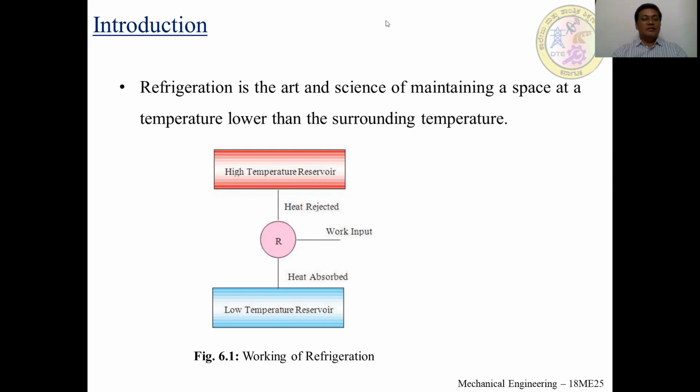This diagram shows the basic working principle of the refrigeration system. So this is the low temperature reservoir, this is the high temperature reservoir, and the refrigeration system. Heat absorption and heat rejected with respect to work input. The refrigeration system transfers heat from the low temperature reservoir to the high temperature reservoir. This is the basic working principle of the refrigeration system.